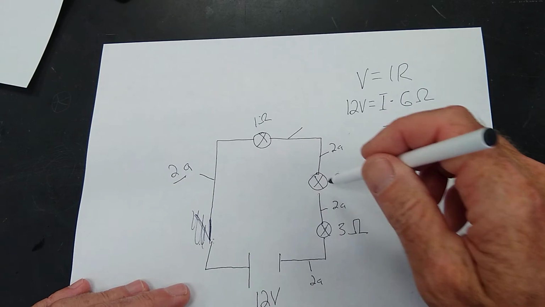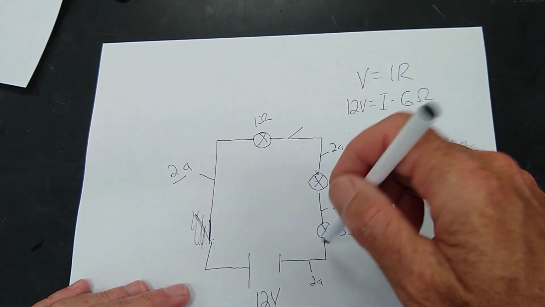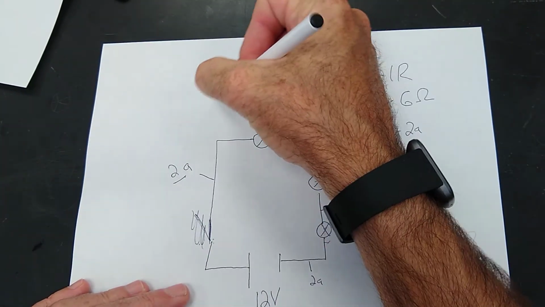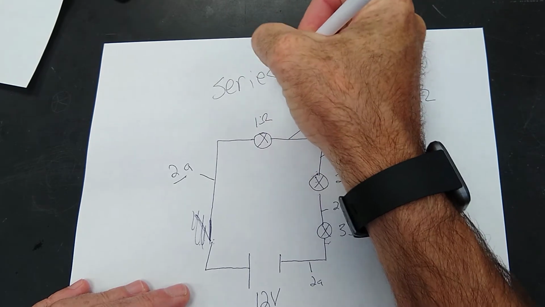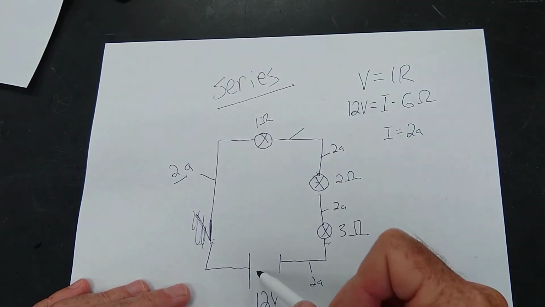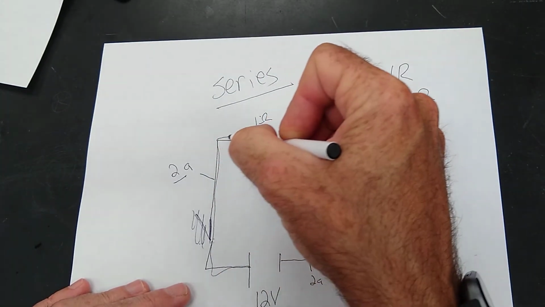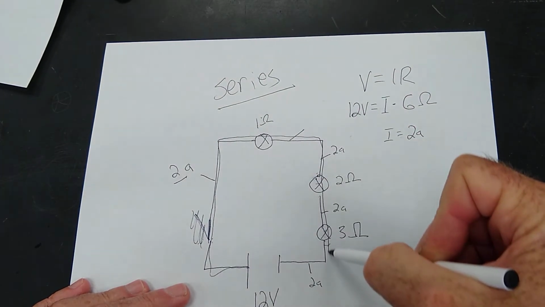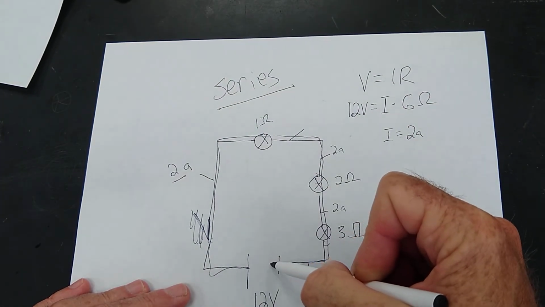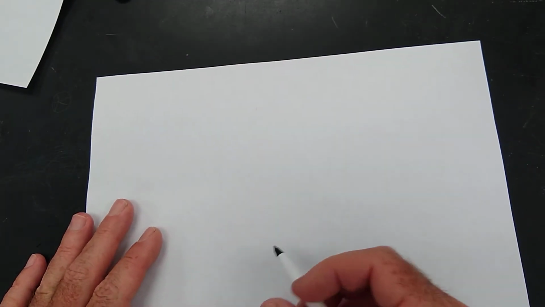There's no way to just turn one of these bulbs on at a time because this is a series circuit, which means that the electrons have to go through all of these bulbs in a row. So what do we do to fix that? We create a different type of circuit.